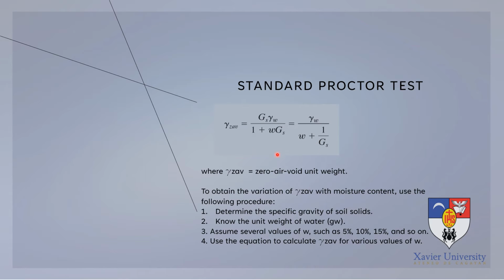So, gamma ZAV is equal to the zero air void unit weight. To obtain the variation of gamma ZAV with moisture content, use the following procedure. First, determine the specific gravity of soil solids. Second, we should know the unit weight of water. And then, we should assume several values of our moisture content, such as 5, 10, 15, and so on. Use the equation to calculate gamma ZAV for various values of our moisture content.